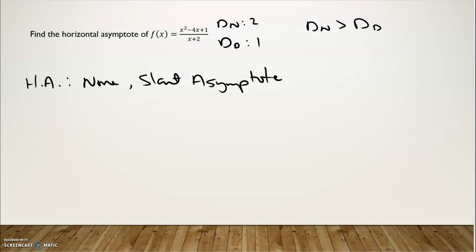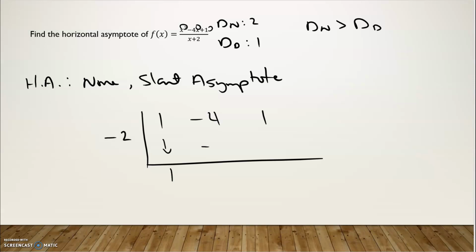Okay, and the way you find a slant asymptote is in two ways. You can either use long division or you can use synthetic division where possible. Here, we can use synthetic division. So we're going to take this right here and we're going to have 1, -4, and 1. Notice that the powers go 2, 1, and 0, so it's in descending order. Bring that 1 down, multiply. So -2 times 1 is -2, which gives us -6. -2 times -6 gives us positive 12, and so that's 13.